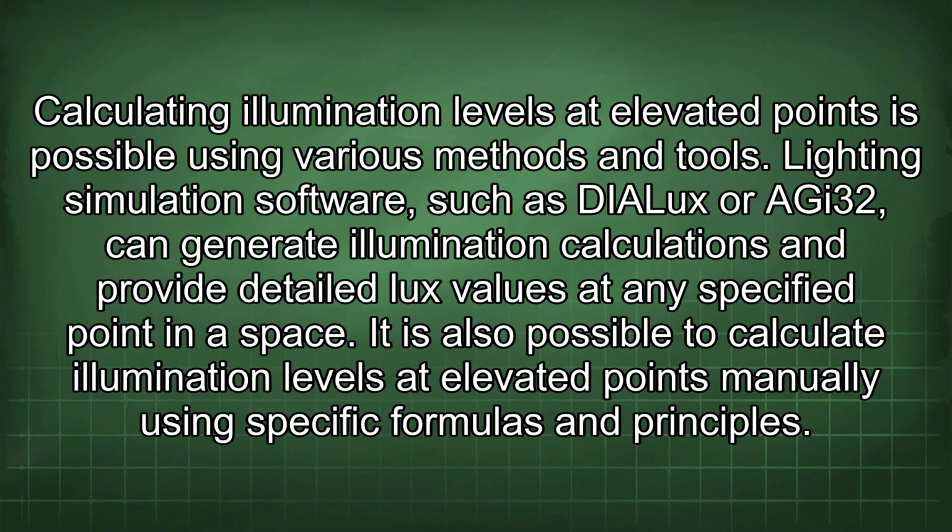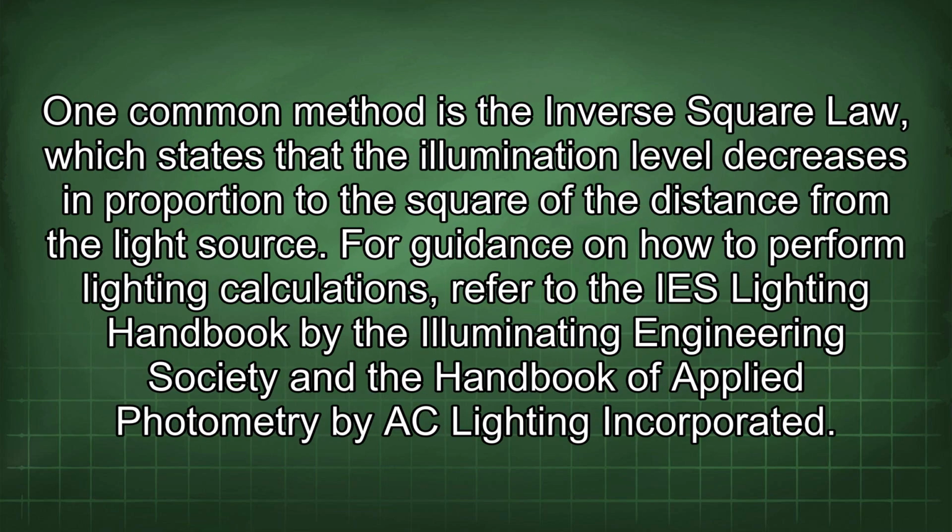Calculating illumination levels at elevated points is possible using various methods and tools. Lighting simulation software, such as DIALux or AGi32, can generate illumination calculations and provide detailed lux values at any specified point in a space. It is also possible to calculate illumination levels at elevated points manually using specific formulas and principles. One common method is the inverse square law, which states that the illumination level decreases in proportion to the square of the distance from the light source.